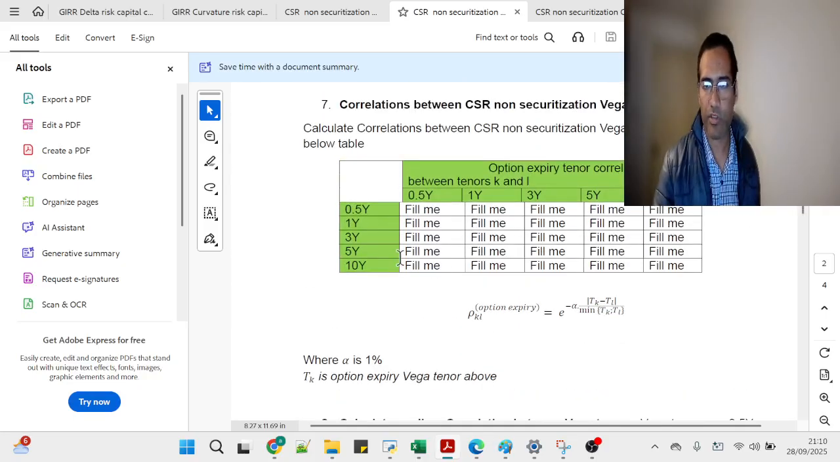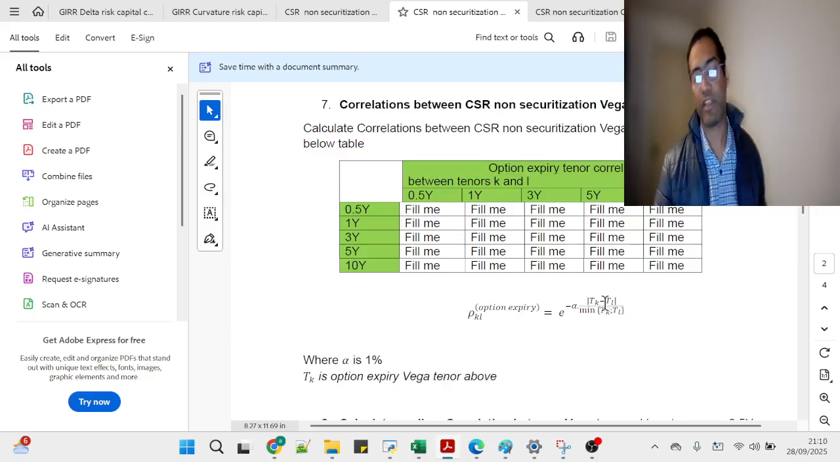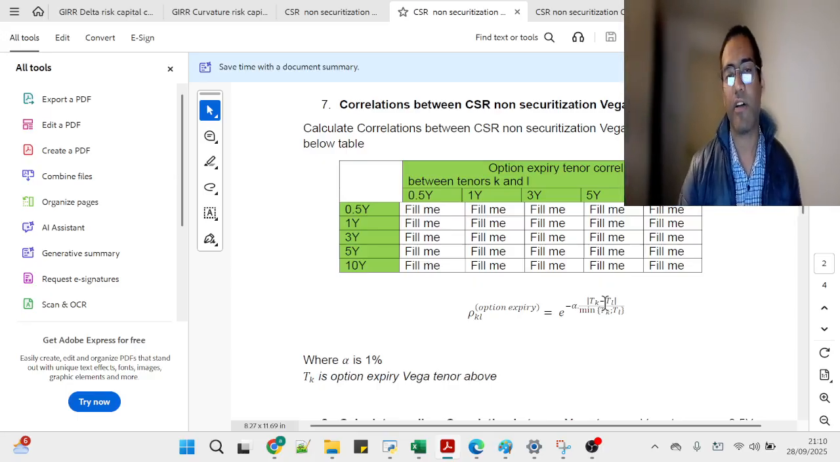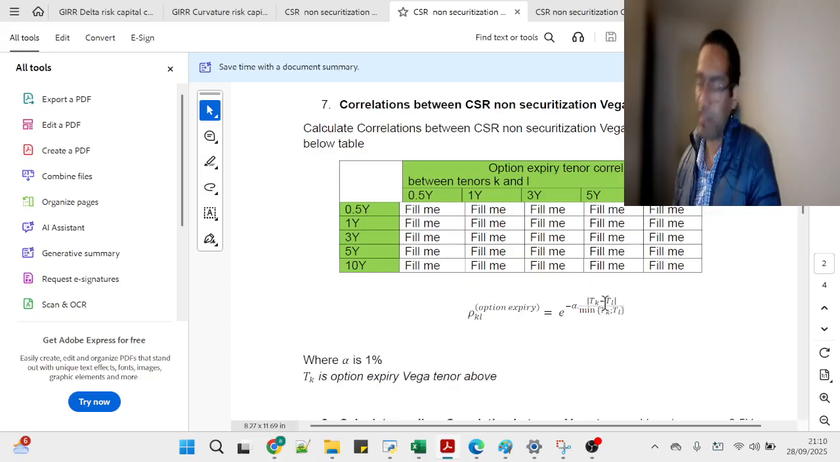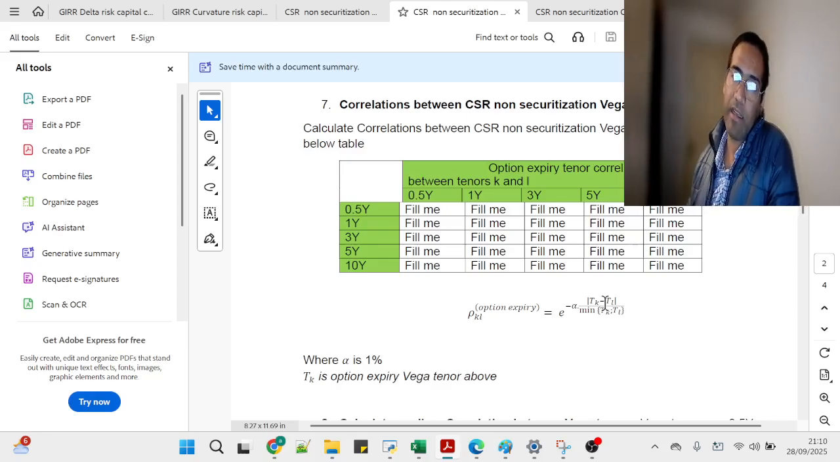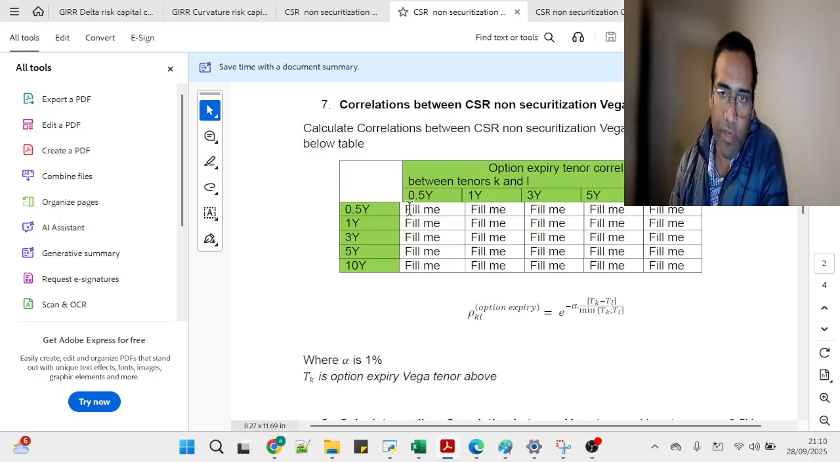So now the important thing is option expiry. There is one thing that needs to be remembered: for each option expiry there is a tenor. Suppose there is a bond which expires at 3 years, then that underlying option also expires in 3 years. It is based on call date, and then you need to fill this correlation matrix based on this formula, and it is a constant correlation matrix.